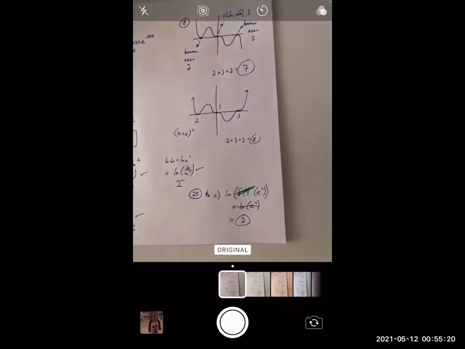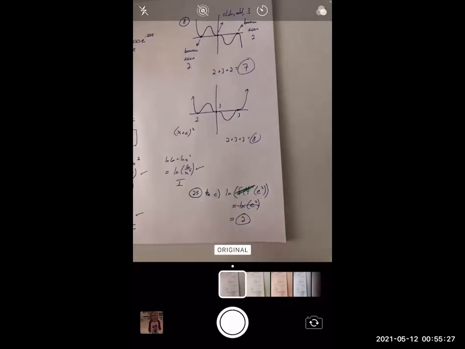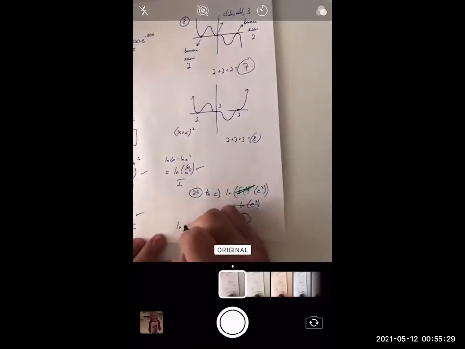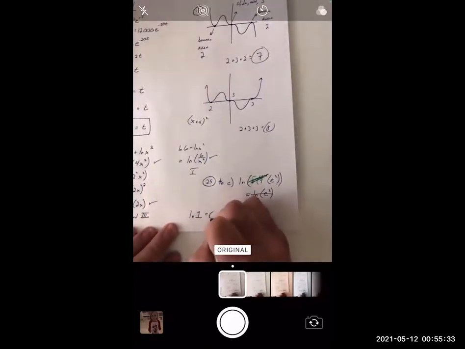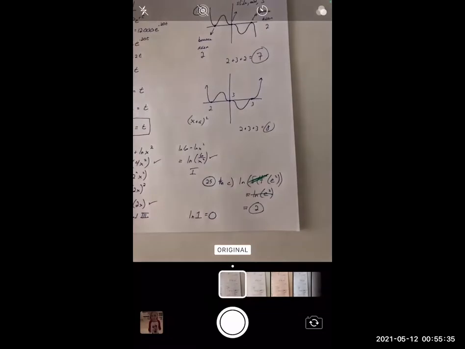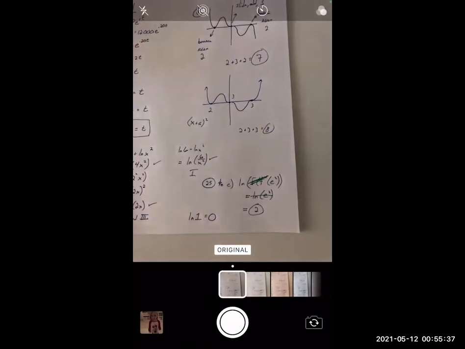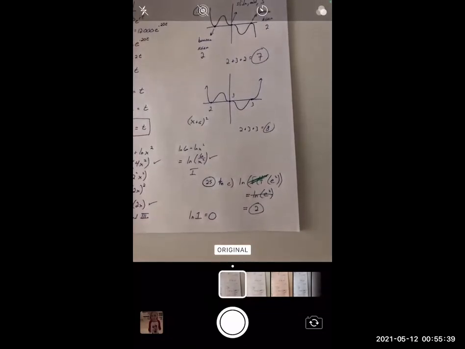What would ln of 1 be? 0. Okay. Talking about just ln of 1 by itself. Yeah, that's always 0. Well, that makes sense because e to the 0 would be 1. Well, let's back that up. Why does it make sense?